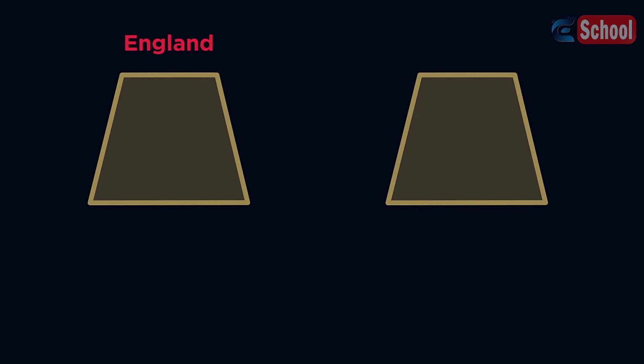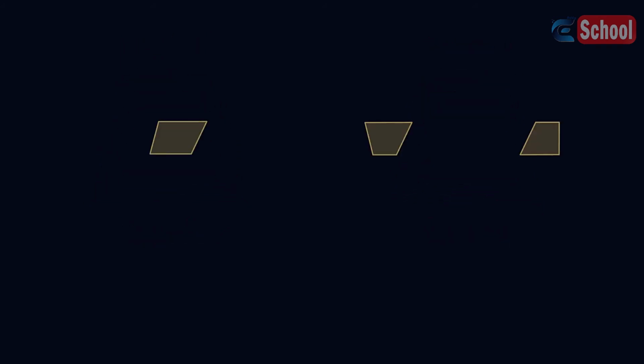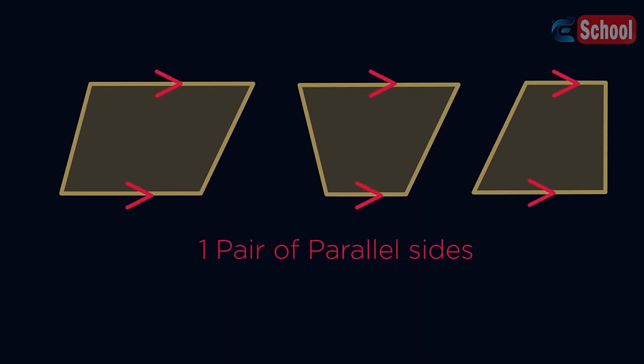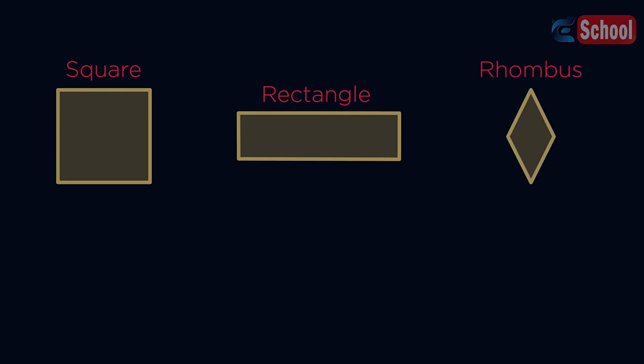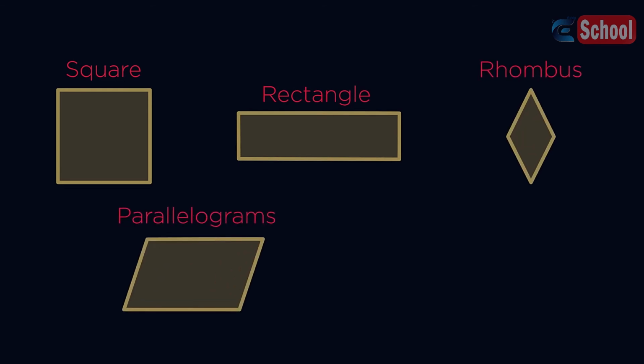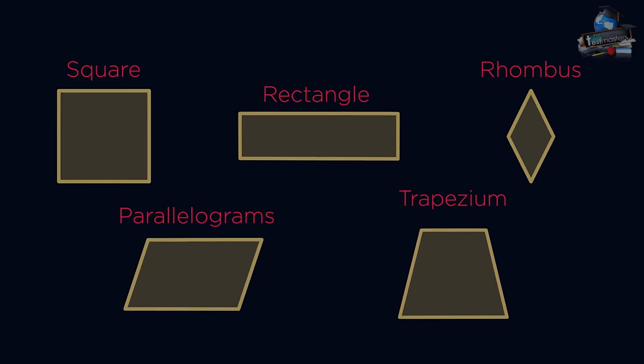In England, we call them trapeziums. In America, they're trapezoids. They simply have one pair of parallel sides. As trapeziums have such a simple definition, it actually means that squares, rectangles, rhombuses, parallelograms are also all trapeziums.